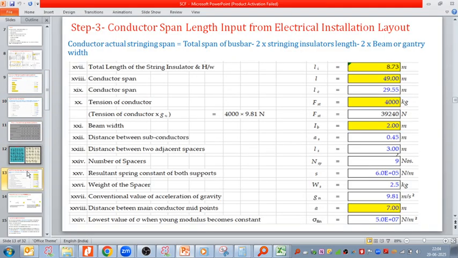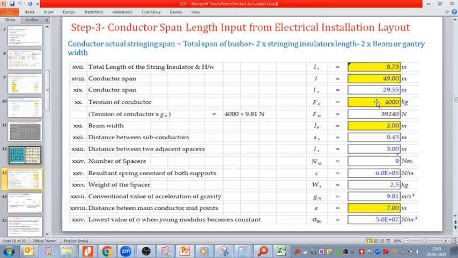So again, starting from the beginning, we calculated the conductor span length. This formula we apply: total span minus 2 into stringing insulated length minus 2 into beam arc entry width. This one is clear, so 29.55 is clear, right? So we are discussing the static tension.